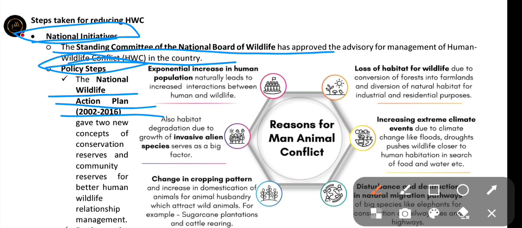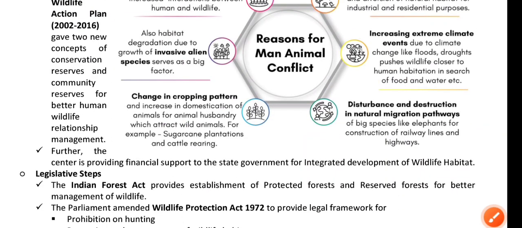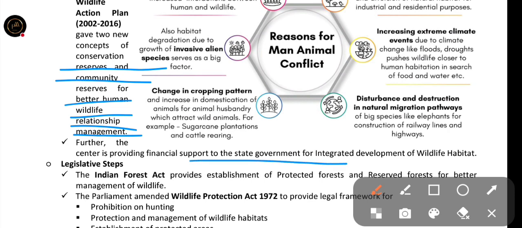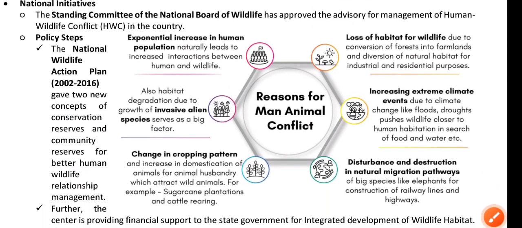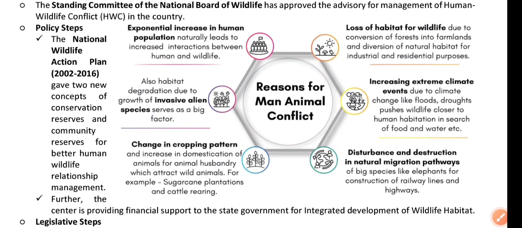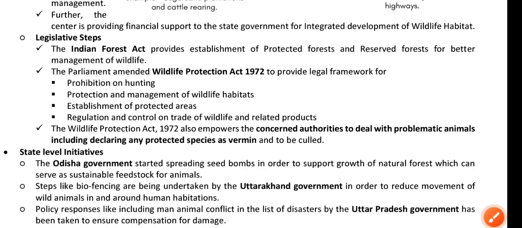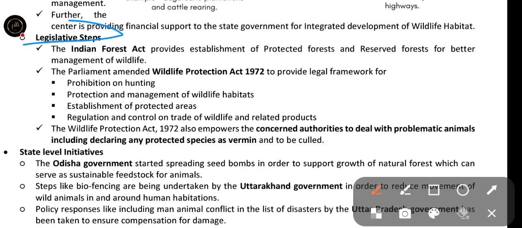2002 to 2016, gave the new concepts of conservation reserves and community reserves for better human wildlife relationship management. Further, the center is providing financial support to the state governments for integrated development of wildlife habitat. Okay, and these are the reasons. Okay, next, the legislative steps.